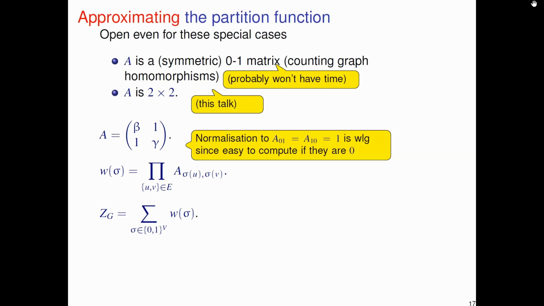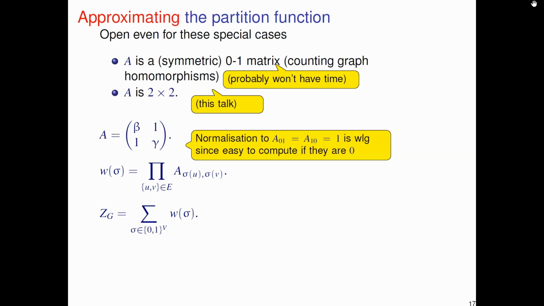Even if A is a symmetric 0, 1 matrix, so you just want to count graph homomorphisms, we don't know which ones are easy to approximate and which ones are hard. We know something about it, and I can tell you about that, but there are super easy cases where we still just don't know. So even the 0, 1 case is still open. The thing I'm mainly going to talk about today is when the matrix is 2 by 2, and we still don't know. So it gets much harder.